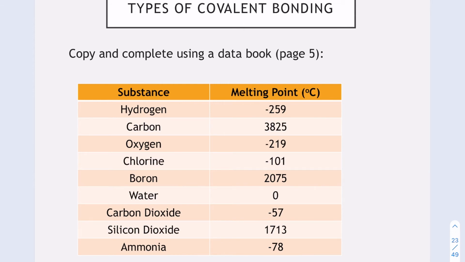We've got hydrogen, which is minus 259. We've got carbon, that's 3,825. We've got, again, oxygen, it's minus 219. And then boron, for example, which is 2,075. This is such a huge difference. It's not like ionic bonding where they're all relatively high. So there must be something that can help us explain this huge difference in melting points.